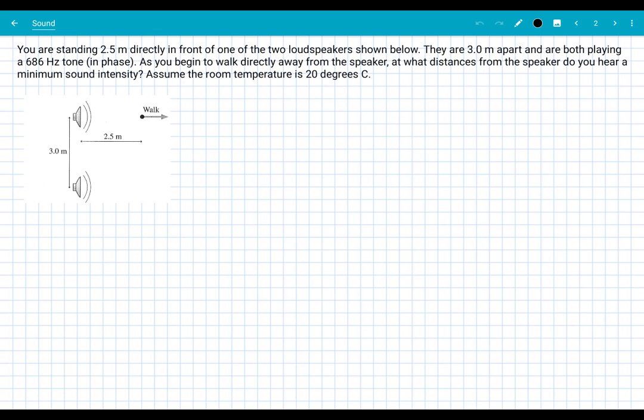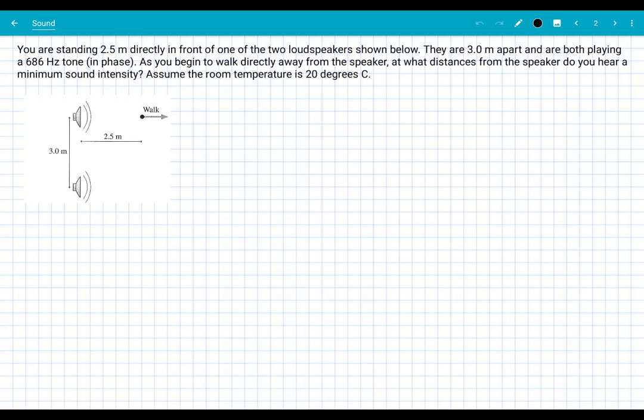Okay, sound wave interference. So in this problem, there are two speakers, and you are directly in front of one of them, as shown in the diagram there. And we're given the dimensions of everything. I'm going to go ahead and solve this symbolically, and then we'll substitute the numbers in at the end so that you can have a more robust solution to this.